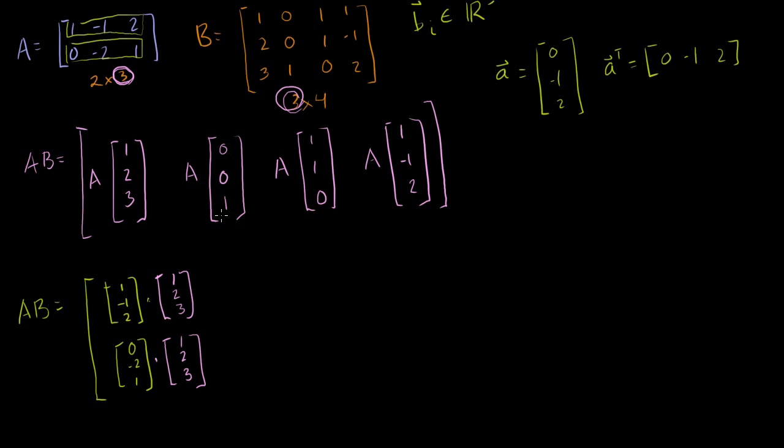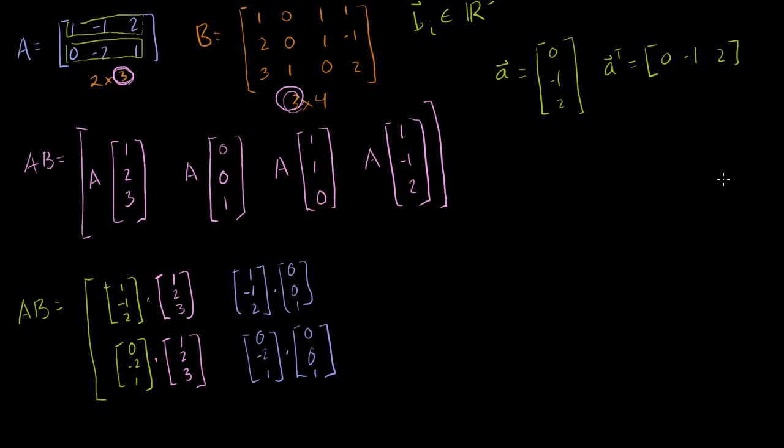So then A times 0, 0, 1, that's going to be the first row of A, expressed as a column vector. So we can write it like this: 1, -1, 2, dot 0, 0, 1. And then we have the second row of A dotted with this column vector. So we have 0, -2, 1 dotted with 0, 0, 1.